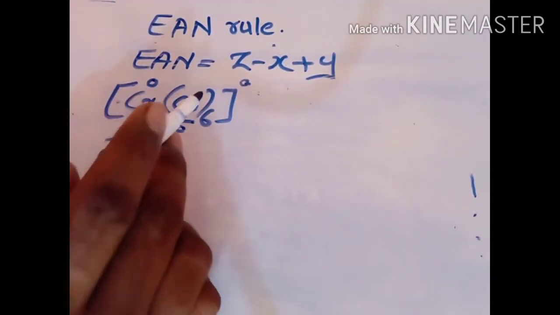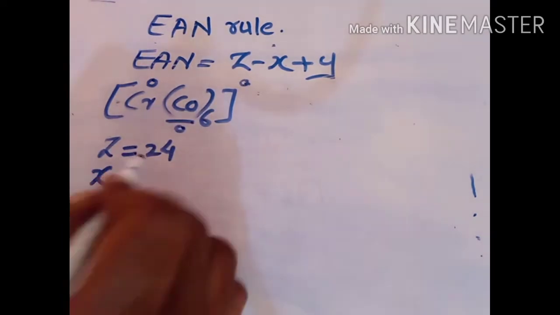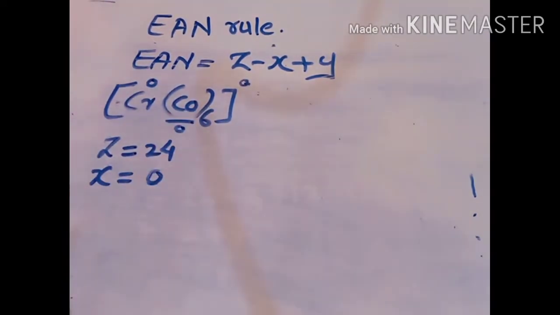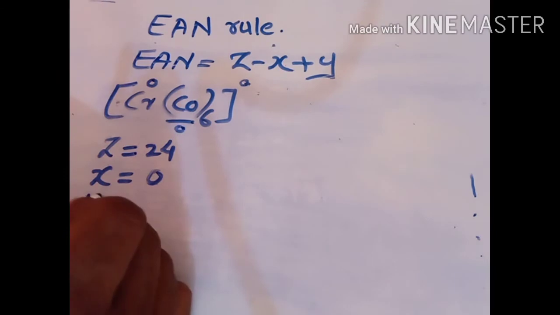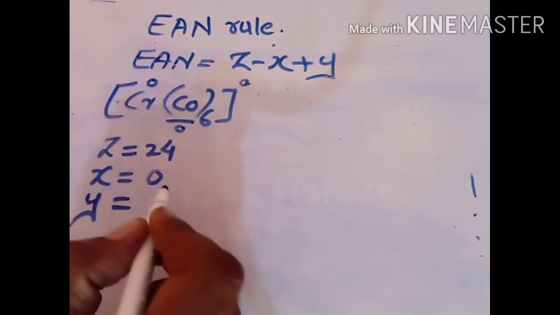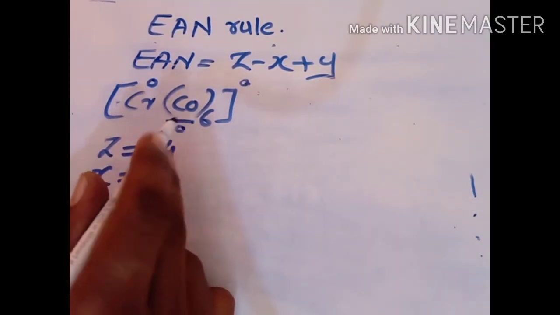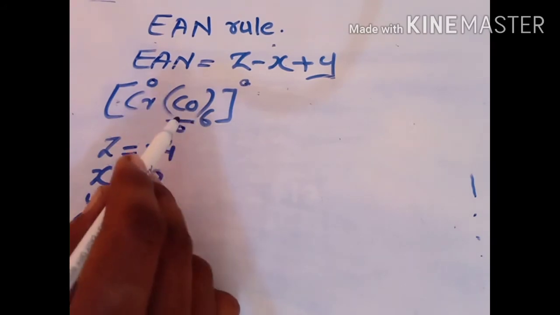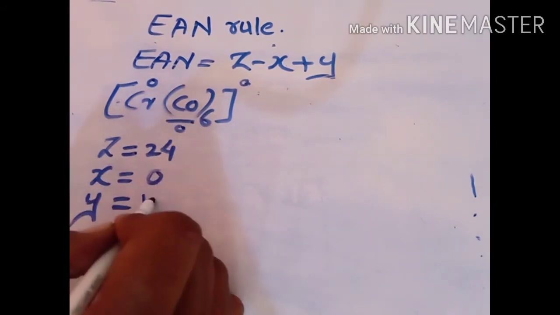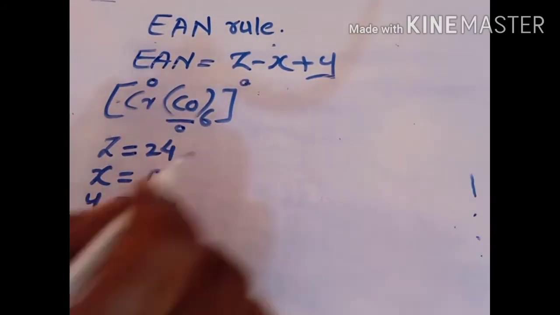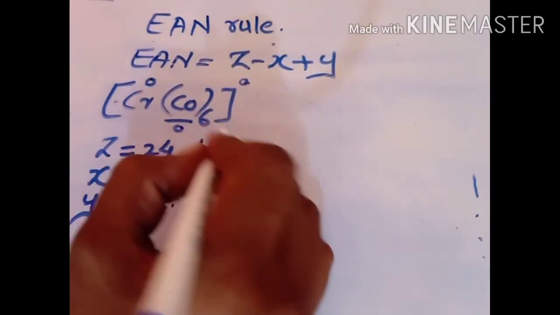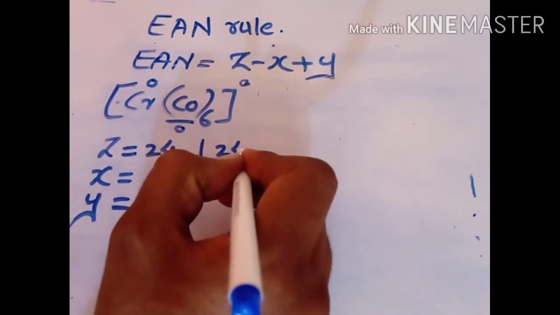Here the chromium does not lose any electron, that's why the value of X is 0. What is Y? Y is the number of electrons donated by the ligands. Here 6 ligands are there, that's why they are donating 12 electrons. Now put the values in the formula, Z minus X plus Y. What is Z? That is 24.